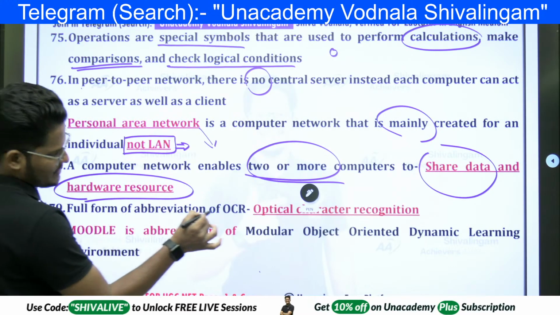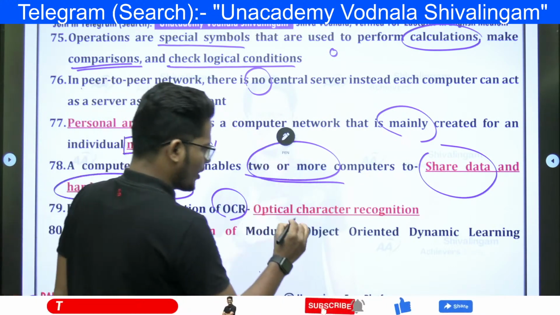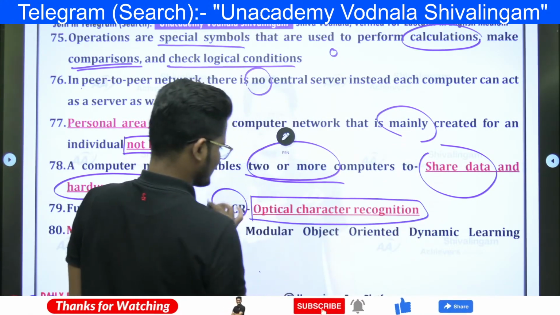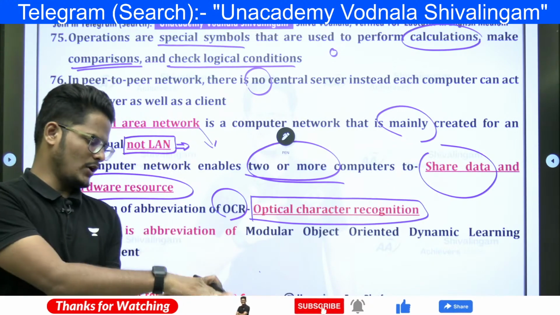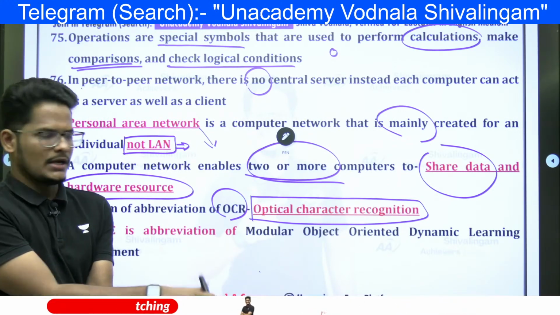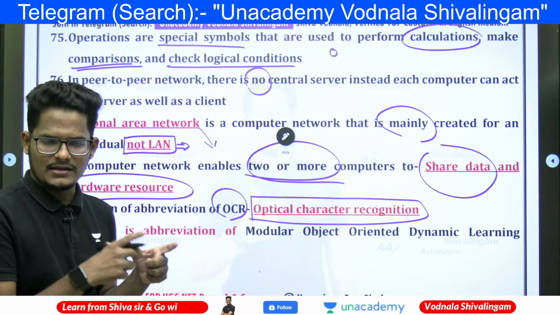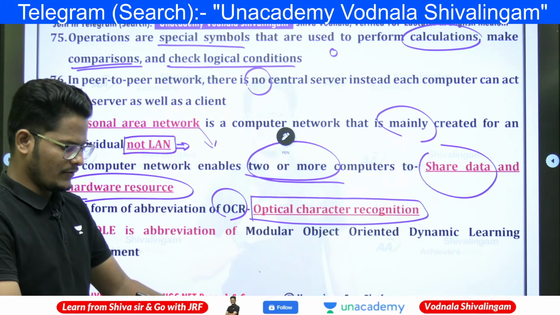And the full form, the abbreviation of OCR. OCR is optical character recognition. What is this optical character recognition? If you want to convert the physical copy of a book into a soft copy, you can take a scanner, like an OCR scanner application, and just click a photo.